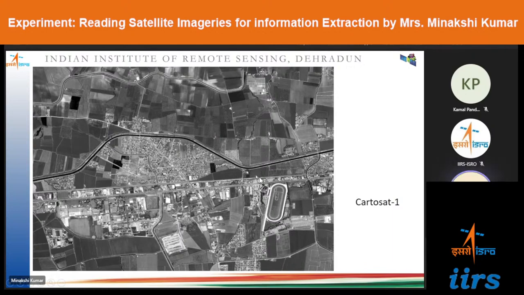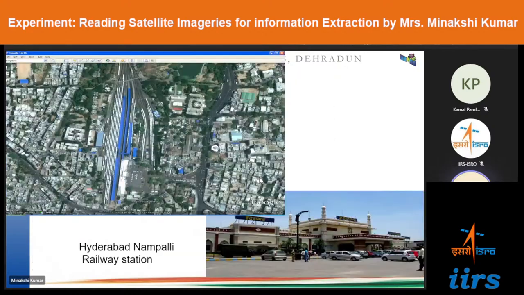In this Cartosat imagery, which is a panchromatic imagery devoid of color, still, even in the agriculture areas, you can see that there are different shades. Somewhere they are very dark, somewhere they are very bright, right? So there are different interpretations of these areas. Now coming to the other imagery, the railway station which I showed you, right?